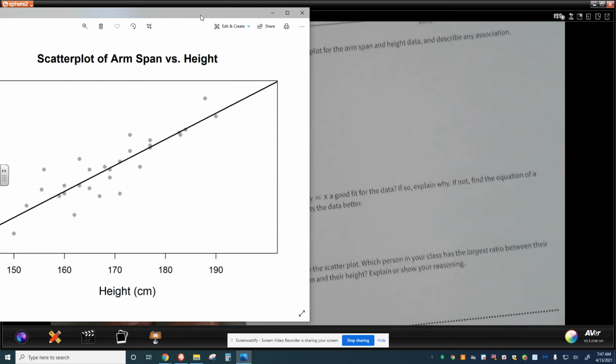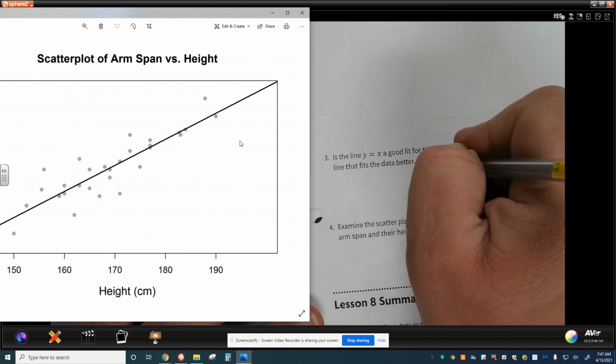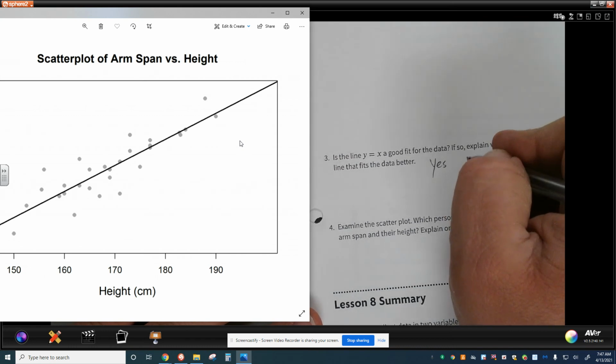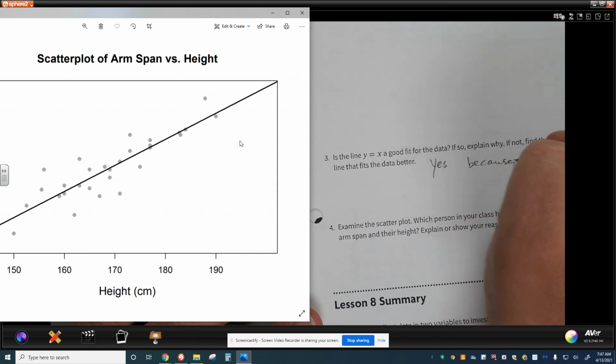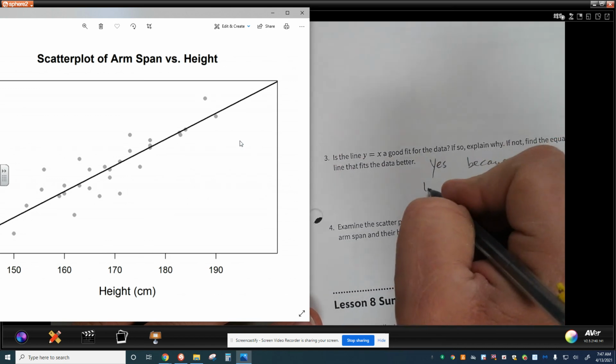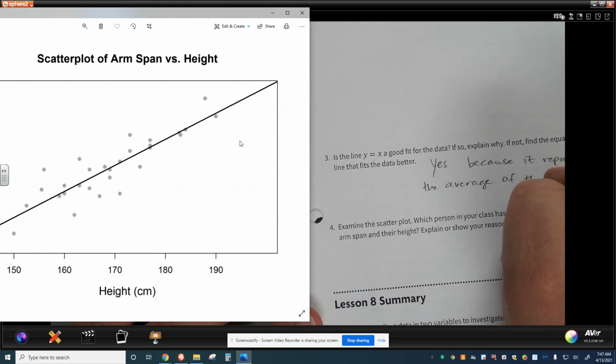That line of fit that I actually drew right here has an equation of y equals x. And so that equation that's given right there, the question is saying, is this a good line of fit for the data? In this case, absolutely. That certainly is a yes for these data, because it represents the average of the given data points.